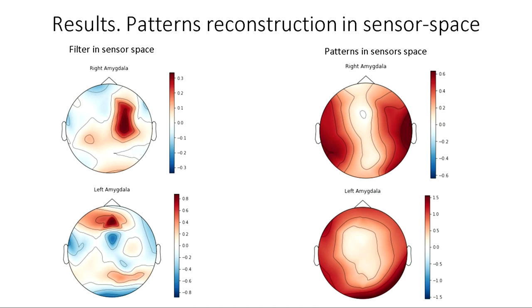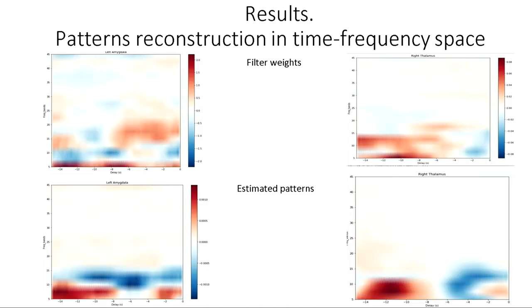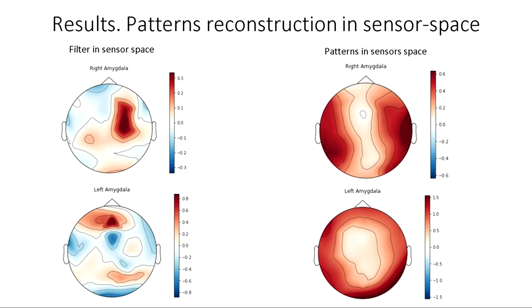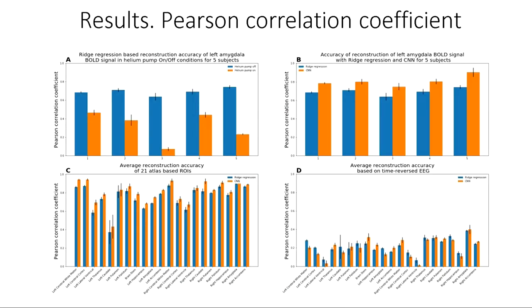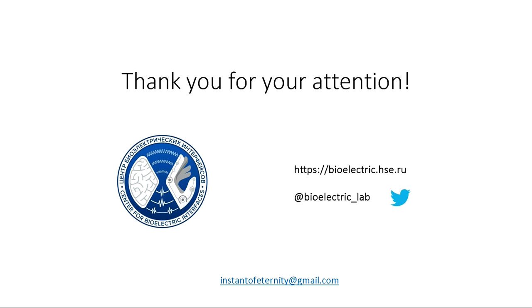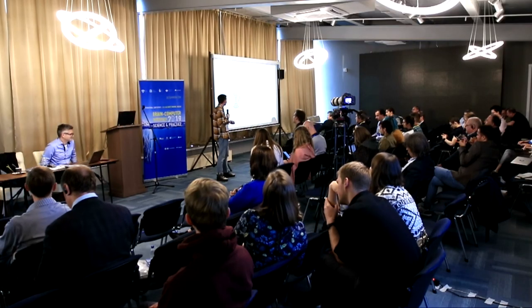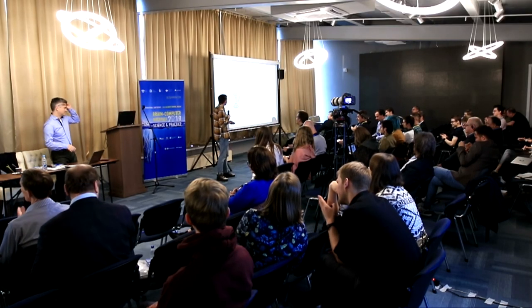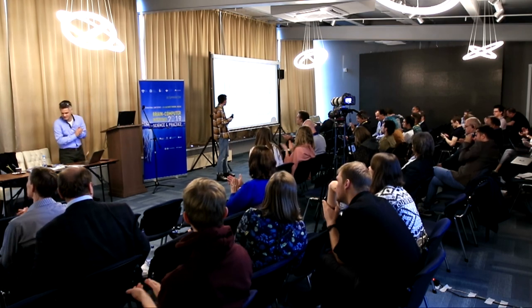I can find the slide with the time courses of the BOLD activity and how our methods truly reconstruct this activity. But I can show you on my computer. And you can see that in all 21 regions where we use probabilistic masks, the reconstruction accuracy is very high. Thank you. Excuse me for my English. It's very difficult to talk.